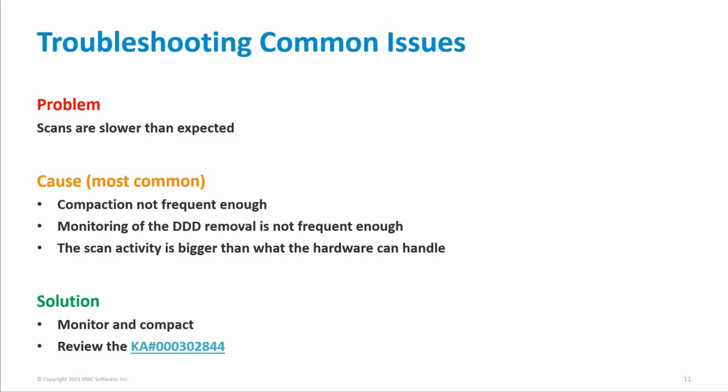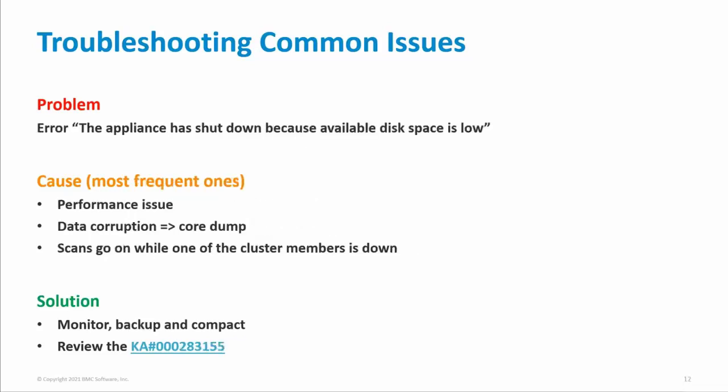So let's check now another common problem. This is when the disk is full, and then you have this message in the GUI saying that the appliance has shut down because the available disk space is low. Once again, there are a lot of things that can cause this issue, but the most frequent ones are, first of all, the performance issue. That's the issue that we've just reviewed in the previous slide.